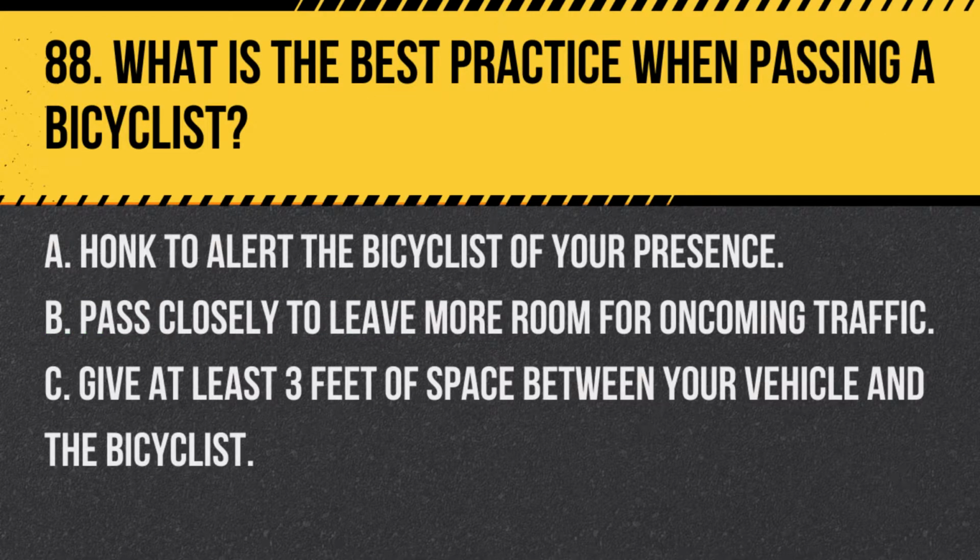Question 88. What is the best practice when passing a bicyclist? A. Honk to alert the bicyclist of your presence. B. Pass closely to leave more room for oncoming traffic. C. Give at least 3 feet of space between your vehicle and the bicyclist.